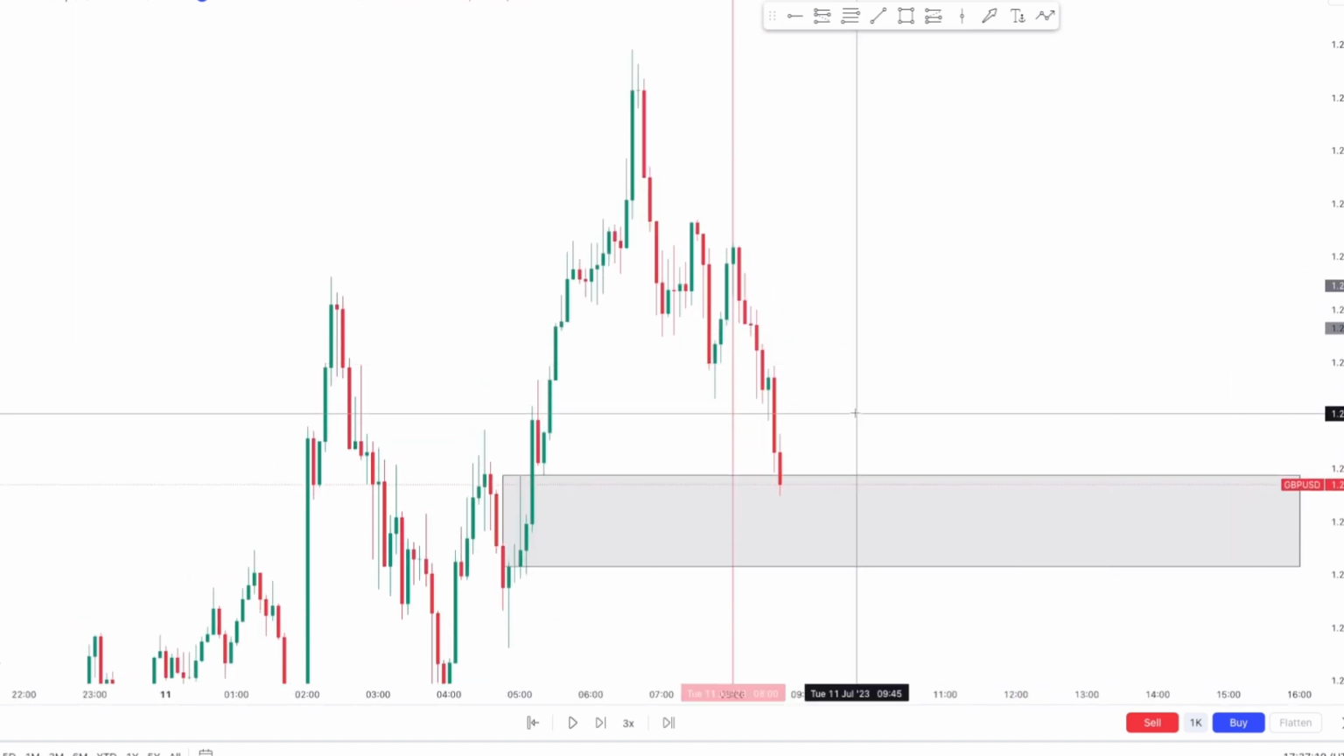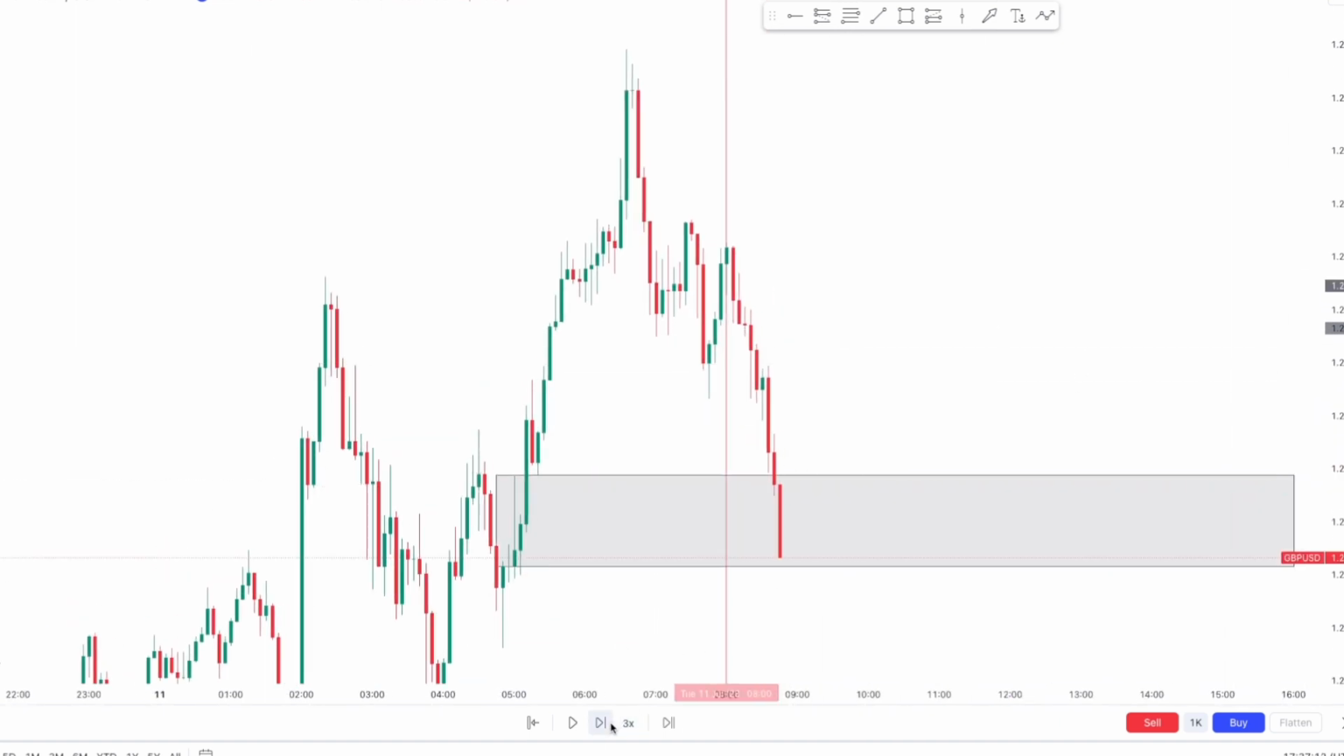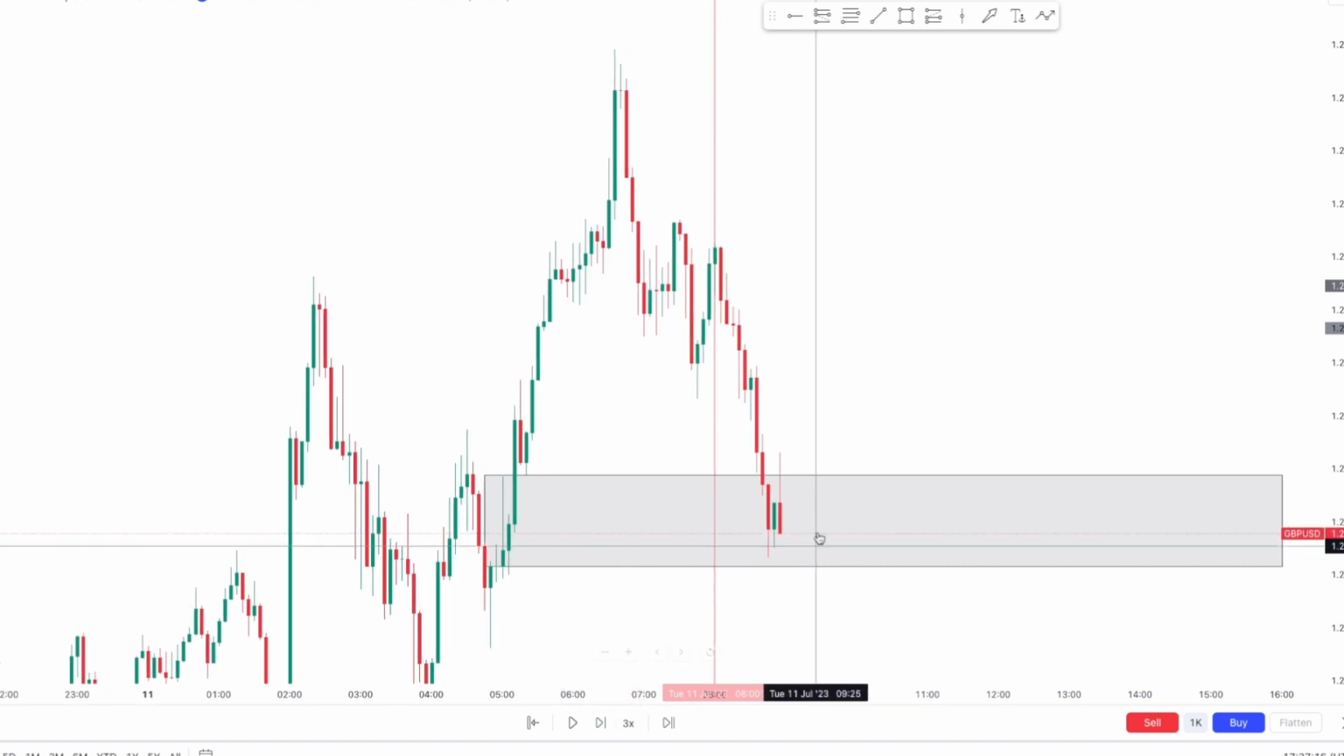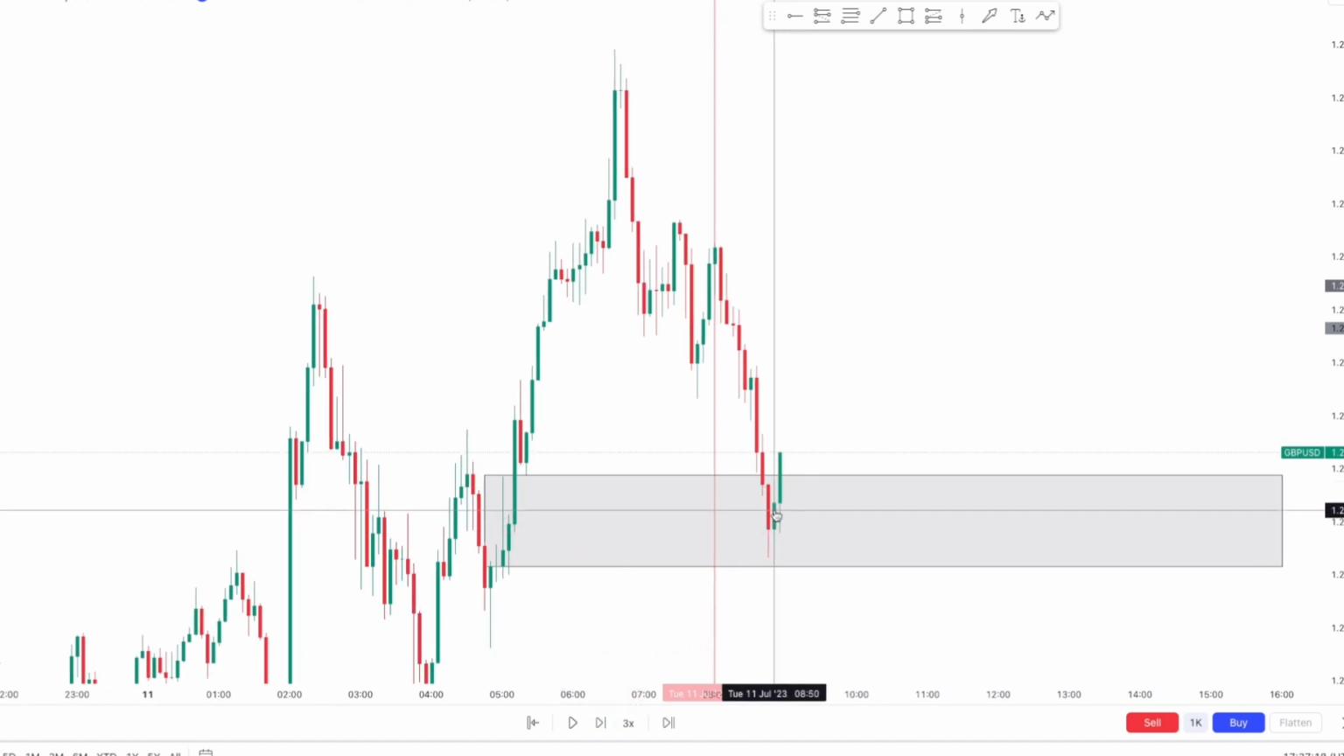Then we go down to the 5 minute time frame, and look what we have to see. We have to see that bullish engulfment candle. Let's see if you see it. And there you go. This green candle engulfs the green candle before it.